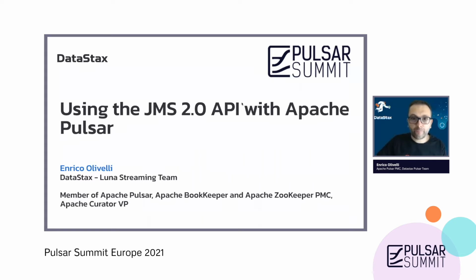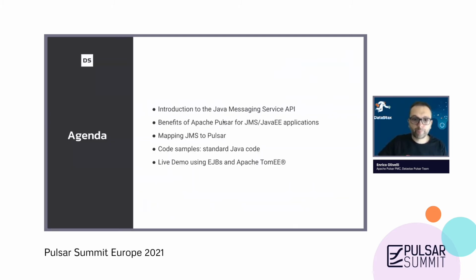So I'm Enrico. I work in the Linux streaming team, and I'm going to talk to you about JMS API and Apache Pulsar. I will describe briefly what is Java Messaging System and how you can use it with Pulsar. We will also see why you should take a look at Pulsar if you are running a Java Enterprise application or you are running with JMS.